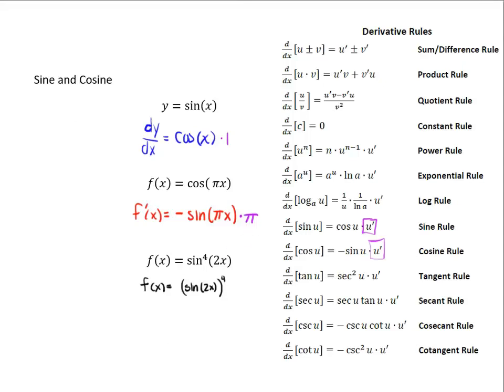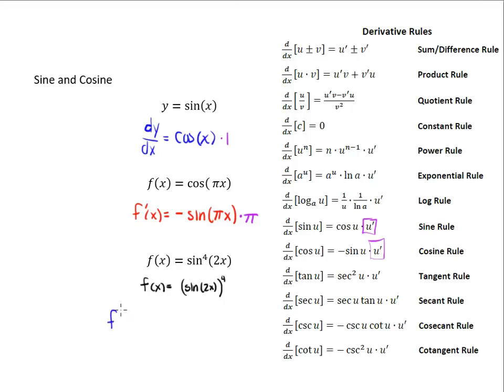So now we're ready to take the derivative. And as I look at this, this is not a sine rule problem. This is a power rule problem. So I've got an exponent right here. My variable lives inside the base. Yeah, it's inside of a sine function, but it is inside this base right here. This is first and foremost a power rule problem.